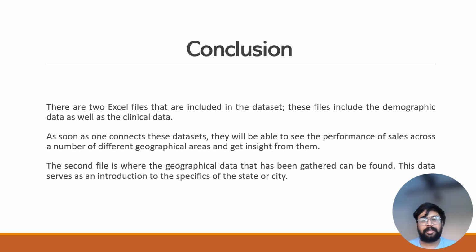There are two Excel files of data included in the dataset. These files include the geographical data as well as the sales data. As soon as one connects this dataset, they will be able to see the performance of sales across a number of different geographical areas and get insight from them. The second file is where the geographical data that has been gathered can be found. This data serves as an introduction to the specifics of the state or city.